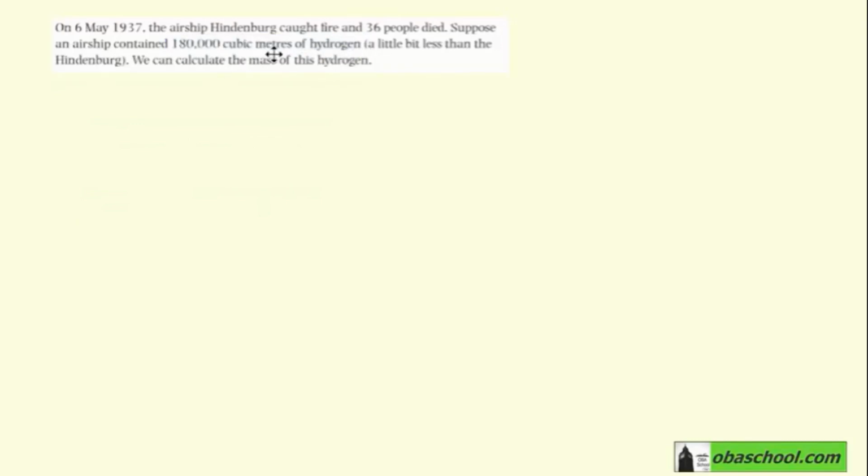I have the volume given in meter cubed. How can I convert it into decimeter cubed? So the volume of gas will be equal to 180 million decimeter cubed. I simply multiply 180,000 by 1,000 to obtain 180 million decimeter cubed.